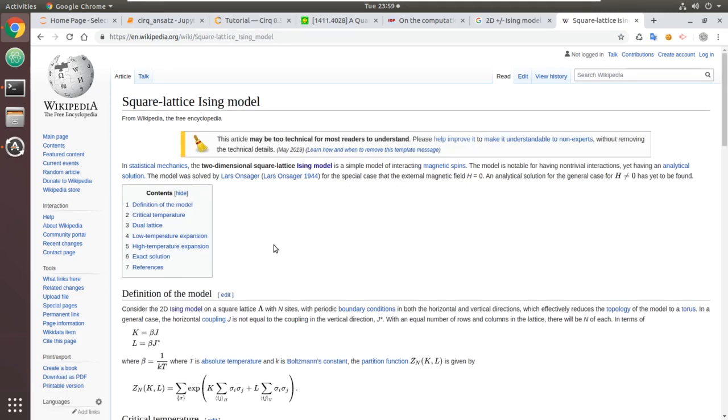Square lattice Ising model. In statistical mechanics, the two-dimensional square lattice Ising model is a simple model of interacting magnetic spins. The model is notable for having non-trivial interactions, yet having an analytical solution. The model was solved by Lars Onsager for the special case that the external magnetic field is zero. An analytical solution for the general case has yet to be found.